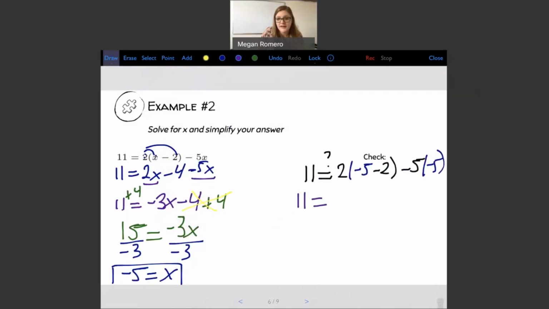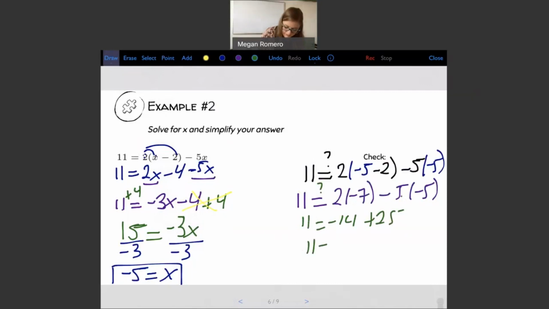To simplify the right-hand side, use order of operations. So we're going to take care of the group first. -5 times -5. And then we take care of multiplication. We're still wondering if this is true. -5 times -5 is +25. So -14 plus 25 is 11. We end up with 11 equals 11.